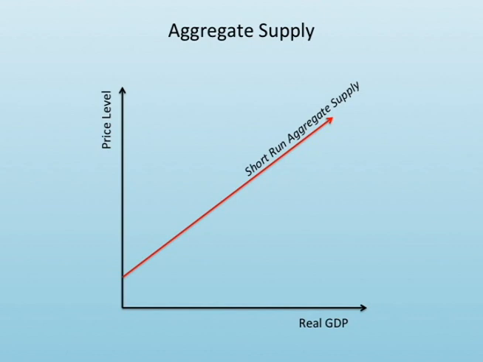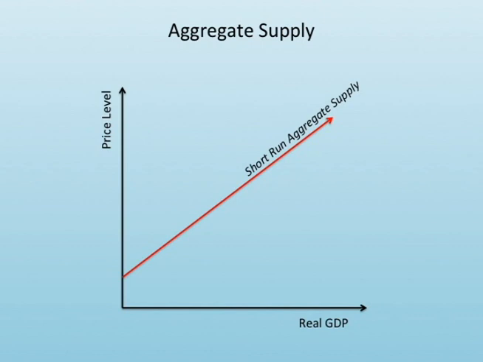This positive slope is due to the sticky wage theory. The sticky wage theory explains that wages for many workers are set by contracts that cannot be changed quickly when the economy changes. Hence, the wages set by the contract are sticky, as in they get stuck in one place for a while even though the economy is changing.